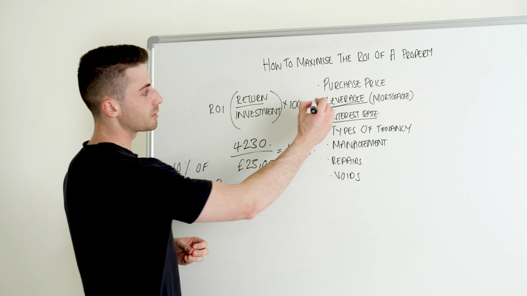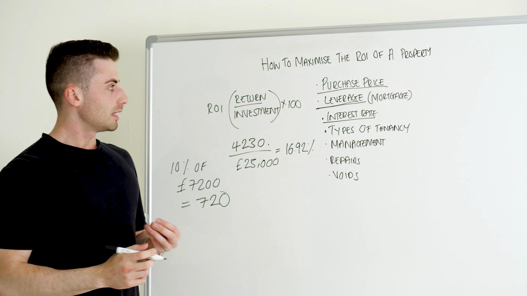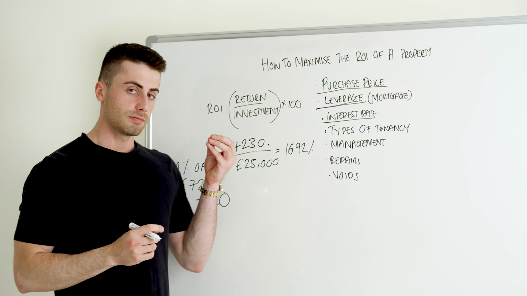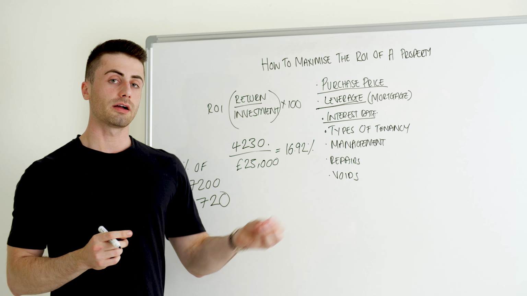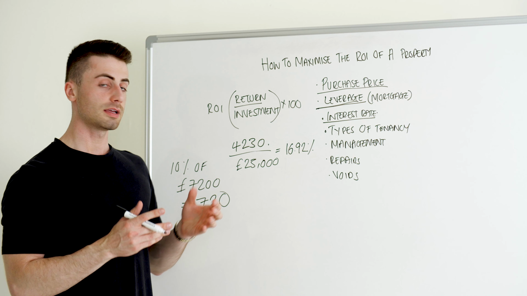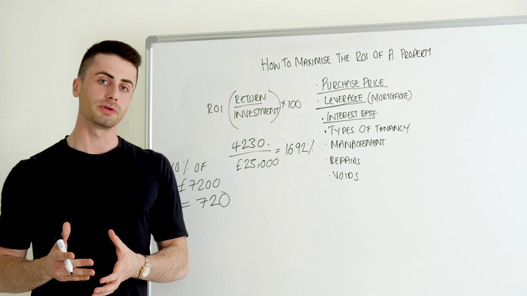Now, what about purchase price? Well, if the purchase price of the property is £100,000, that means we're paying £100,000 for it. And it's important you understand the difference between the purchase price and the market value of a property.